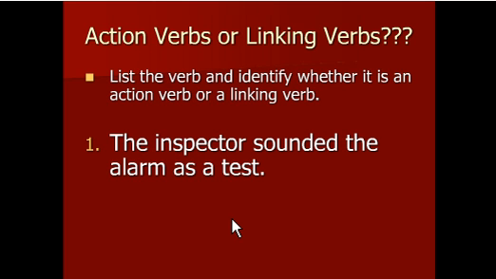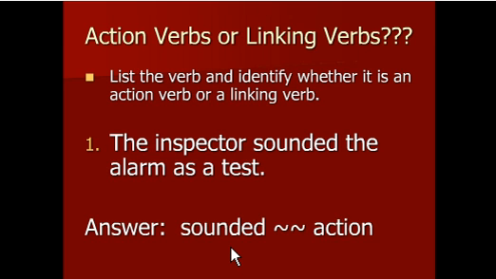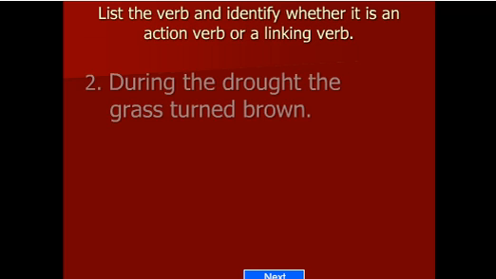The inspector sounded the alarm as a test. What's the verb? Did you pick sounded? And is it an action? He sounded the alarm. It's an action you could hear him doing. You could see him go over there and push the alarm, right? It's an action.